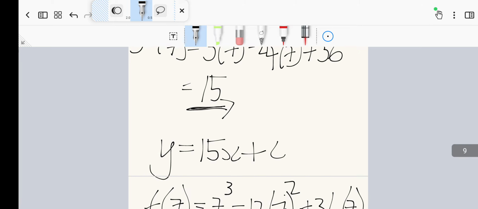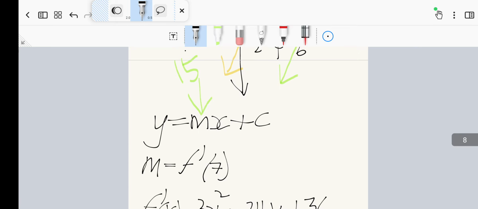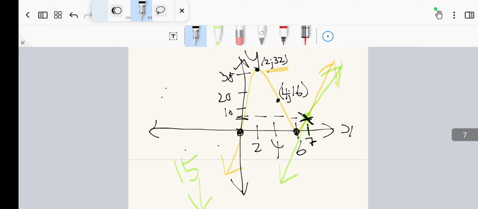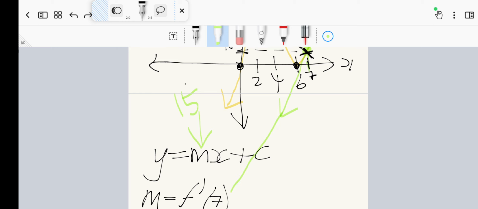Let's just go back to look at the tangent quickly. So this green line over here, the equation of that green line has a positive gradient, so 15 makes sense. And then that line goes down all the way to like 90 something. 98, I think it was, that we found.